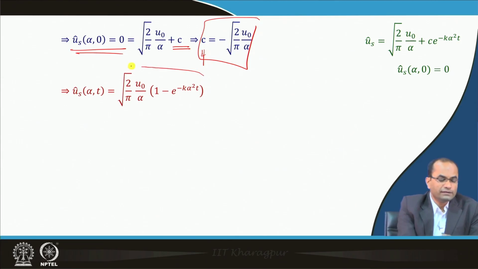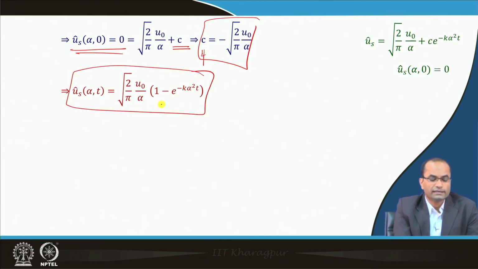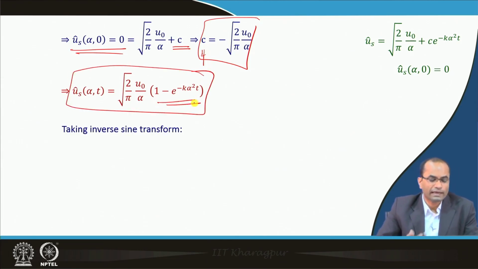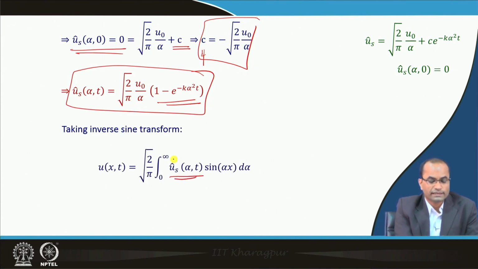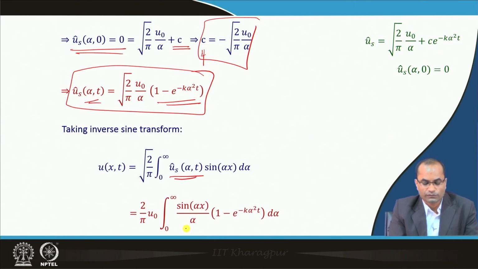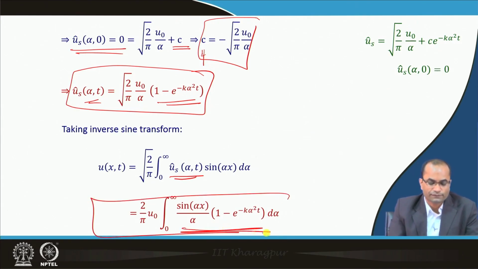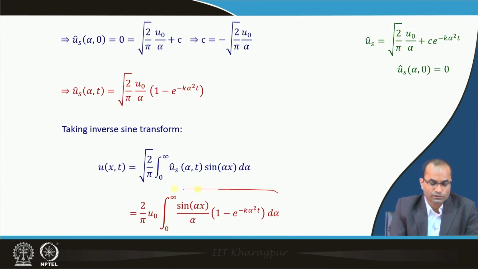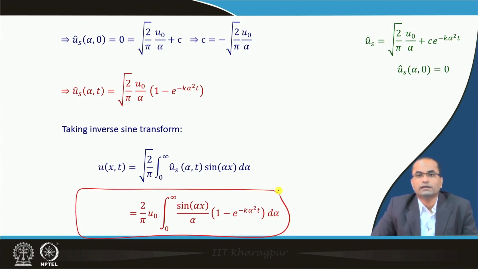So, finally, we got u s hat in this form, and then the final step is taking the inverse transform. So, u s hat is given here already. So, we substitute that in the formula and we got the solution of the given initial boundary value problem or given heat equation.